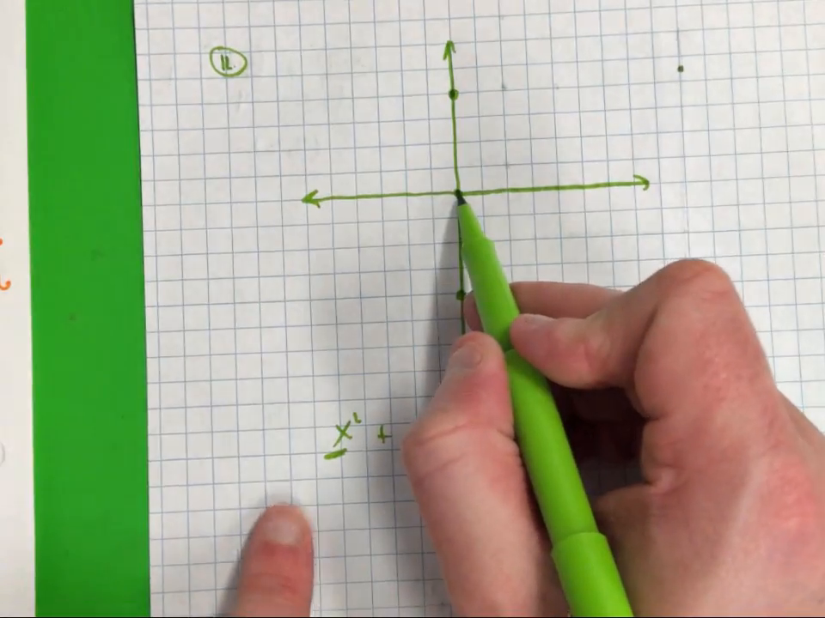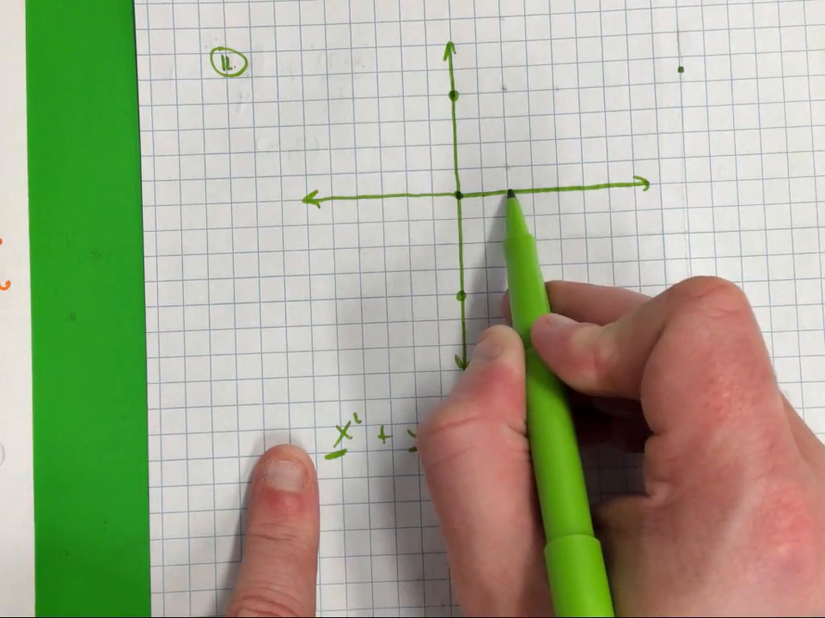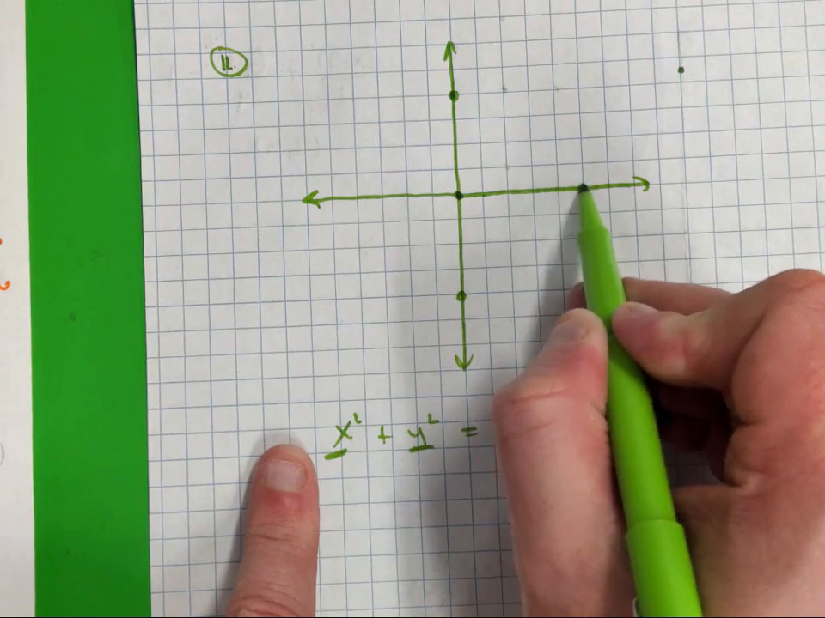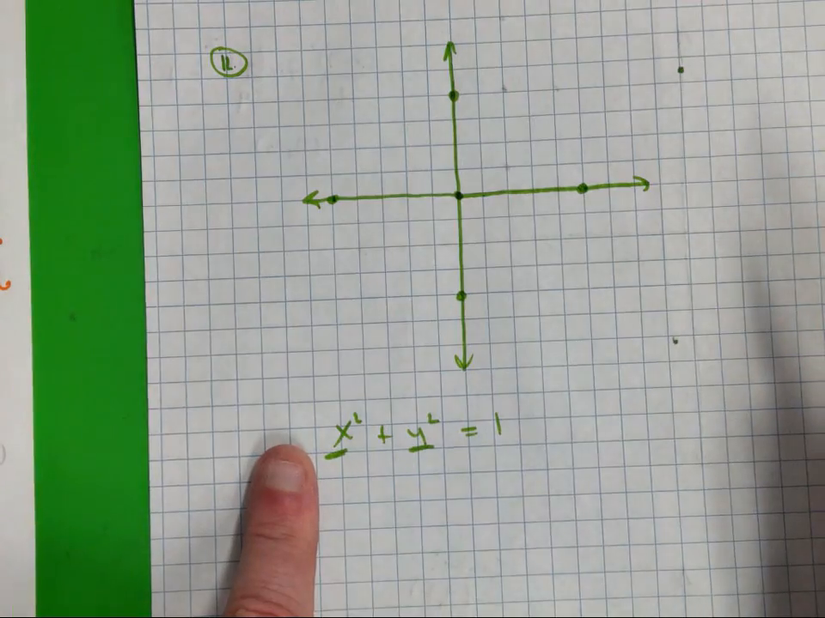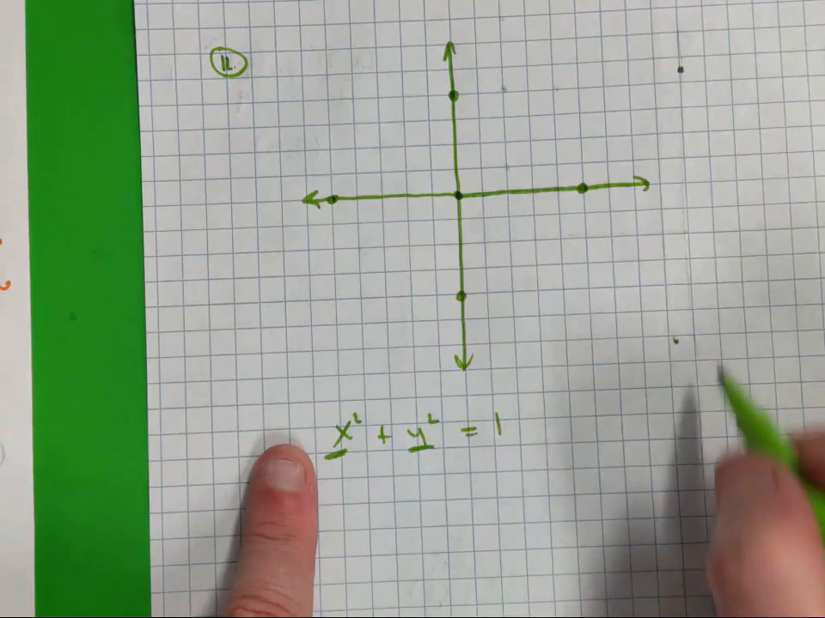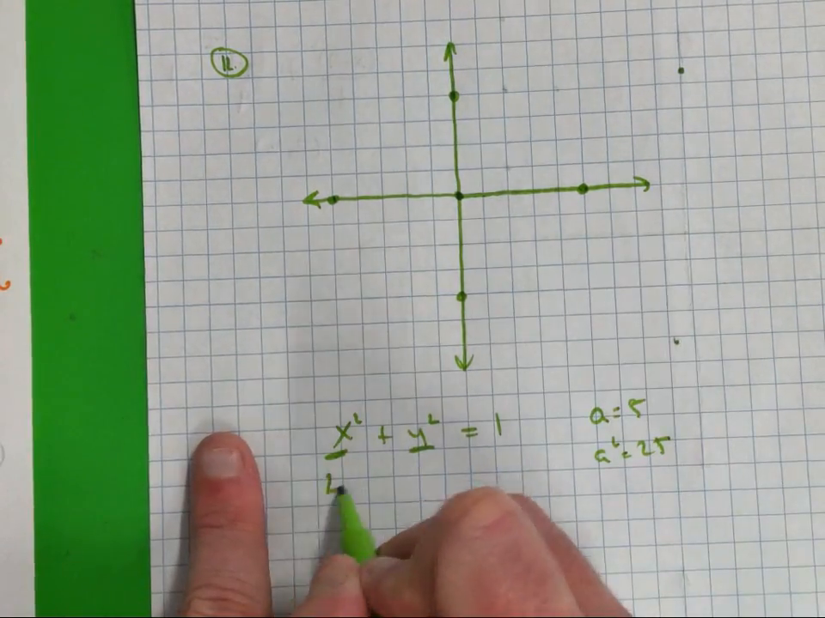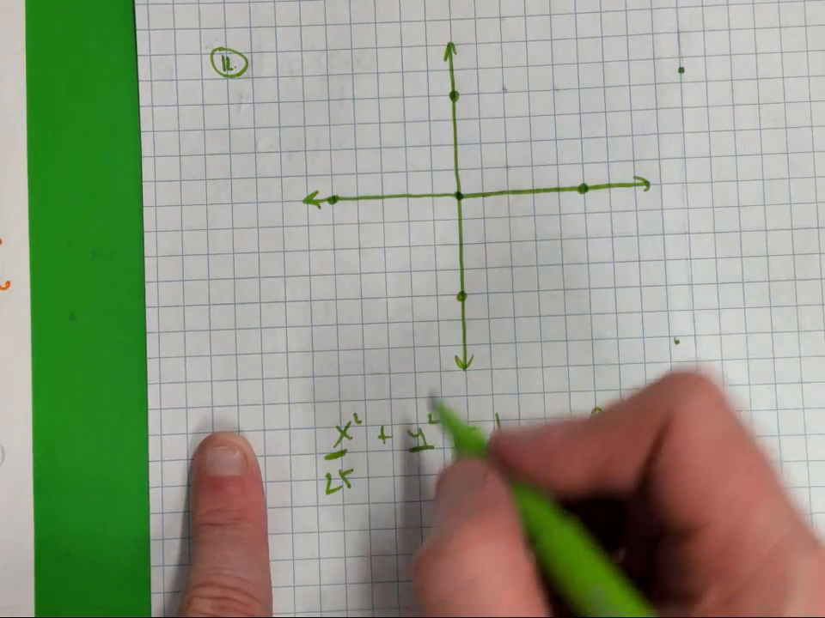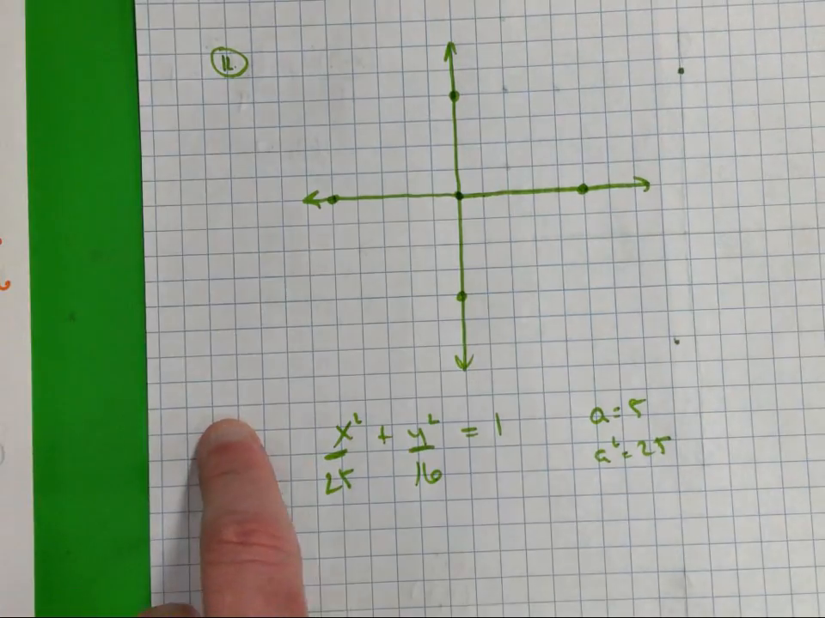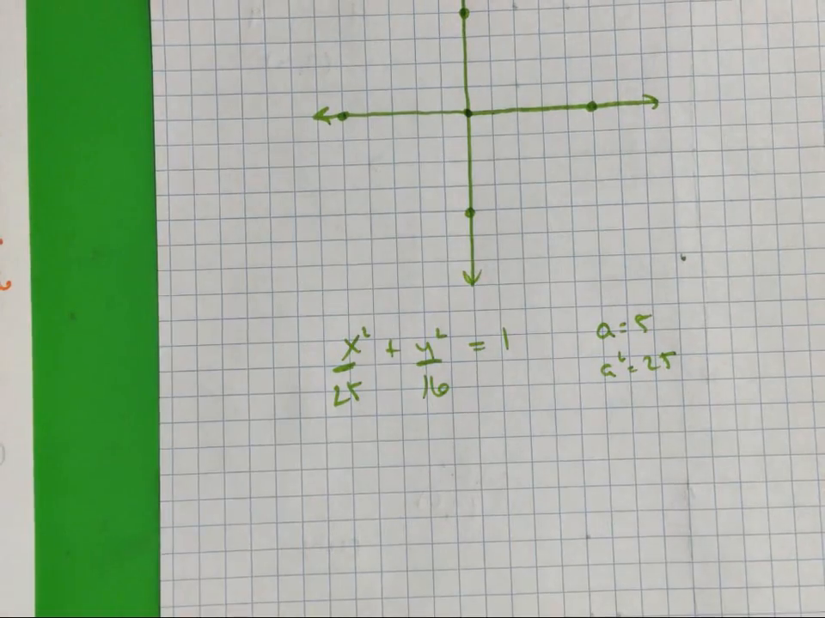Now from here, will I go out 10 or will I go out 5? 5. 1, 2, 3, 4, 5. So my a value is equal to 5. My a squared is equal to 25. I'm going to put that under the x. My b value is equal to 4, so I'll put 16 there. And that would be my equation for that ellipse.